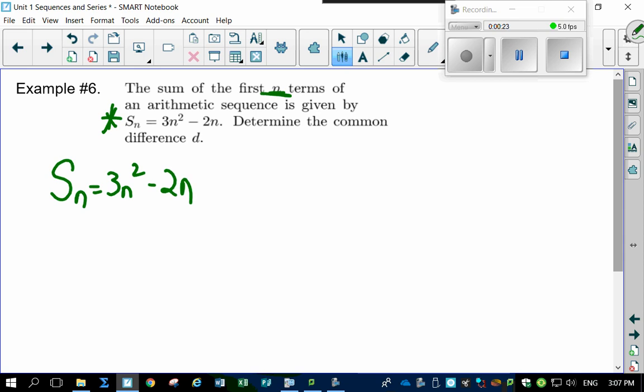There's your formula. But here's what it says. Determine the common difference d. Oh no, what am I going to do? It's actually a lot easier than you think. Here's what I'm going to do.